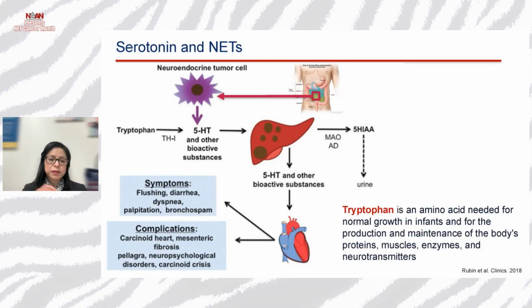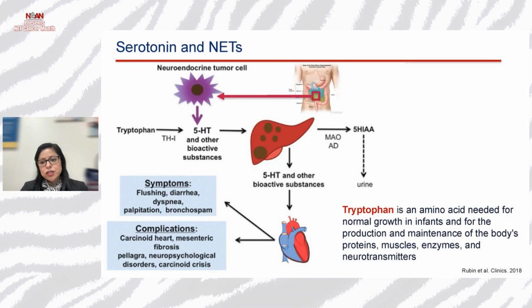Mesenteric fibrosis, meaning when there is scar tissue around the small intestines and the layer that covers the intestines as well. It can also cause other signs and symptoms like some neuropsychological disorders and carcinoid crisis, and we will definitely talk a little bit more about that.